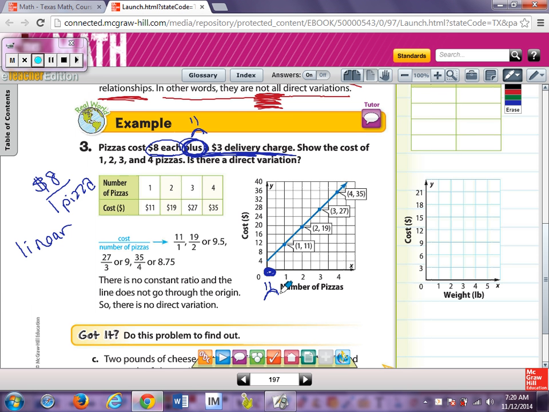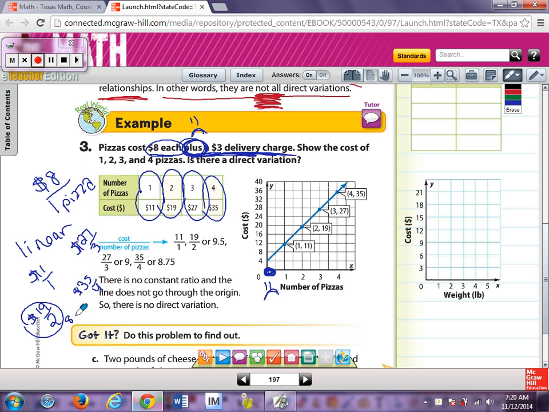Finally, let's prove it mathematically. Let's take all our ratios. So the easiest one I have is right here, $11 for one pizza. Then I have $19 for two pizzas. Then I have $27 for three pizzas. And then I have $35 for four pizzas. I'm going to simplify all those fractions. 19 divided by 2 gives me 8.5 over 1. That means each pizza here was about $8.50.